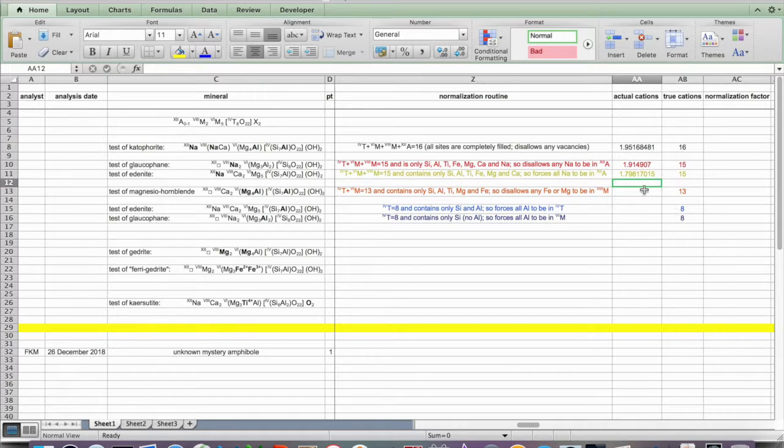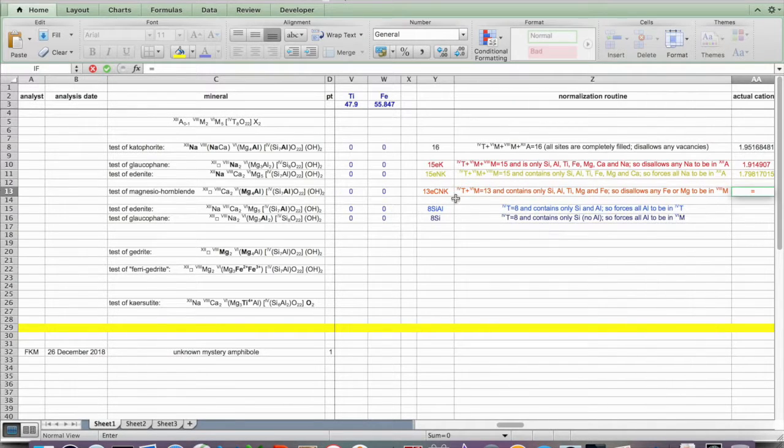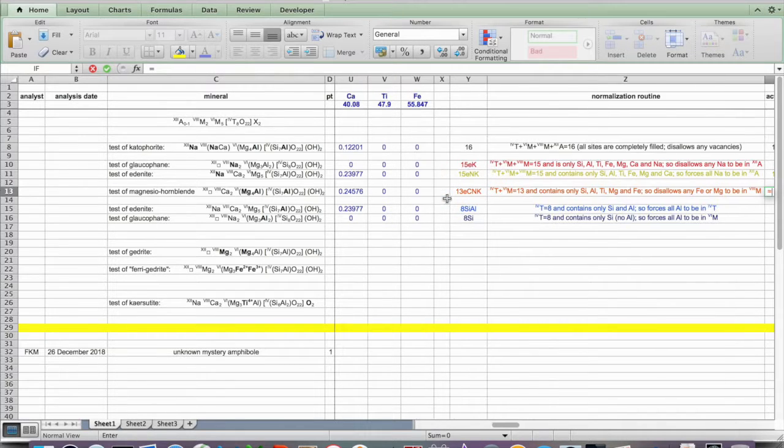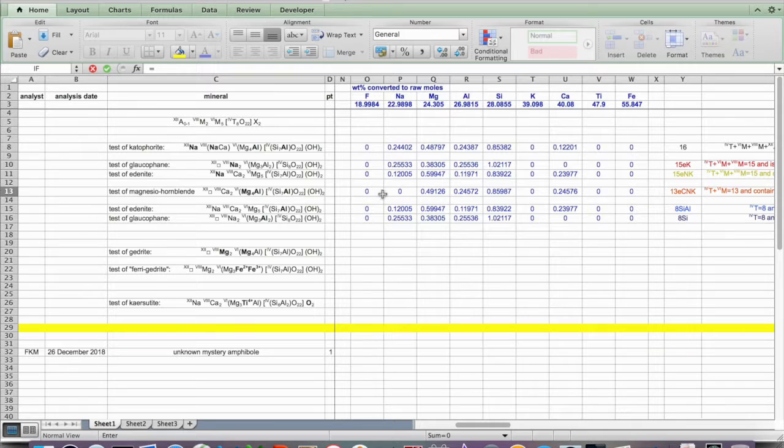See how that goes. You can pretty much see the pattern here. So here we are going to exclude calcium, sodium, and potassium. So same sort of thing. We don't want fluorine, we don't want sodium, we want magnesium, aluminum, silicon, we don't want potassium, we don't want calcium, we want titanium and iron.